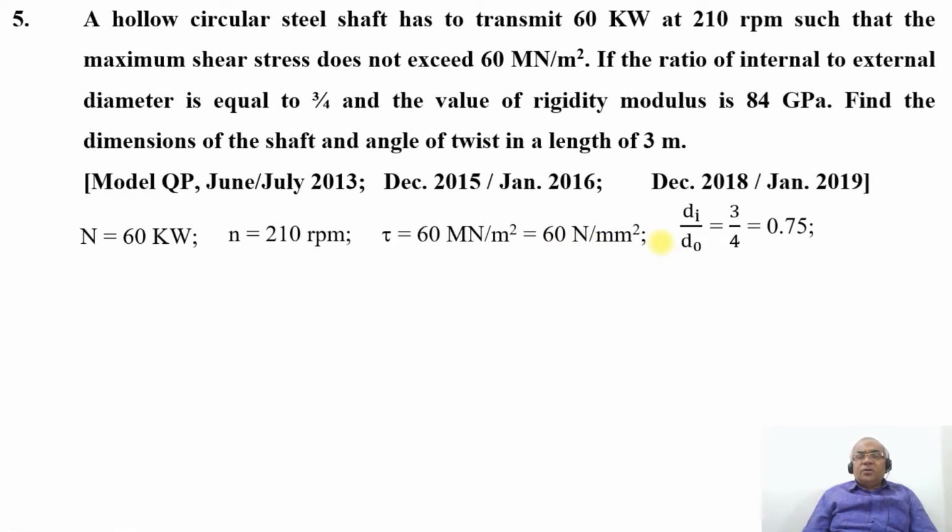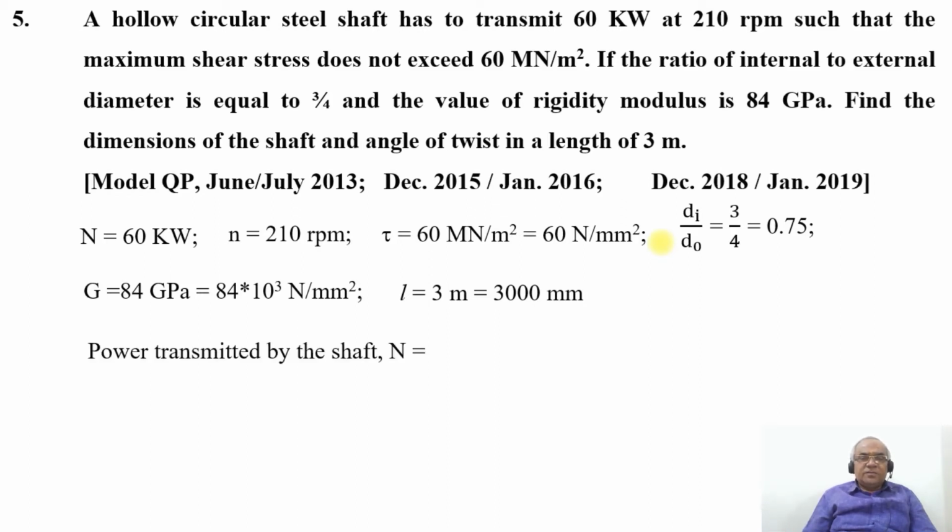So therefore the ratio of internal to external diameter, that is d by d naught, is equal to 3 by 4, which will be equal to 0.75. The rigidity modulus G is 84 GPa, which will be equal to 84 into 10 to the power of 3 newton per mm square. L is given, which is 3 meters, which is 3 into 10 to the power of 3 mm, which will be equal to 3000 mm. So we need to find out the diameter of the shaft.